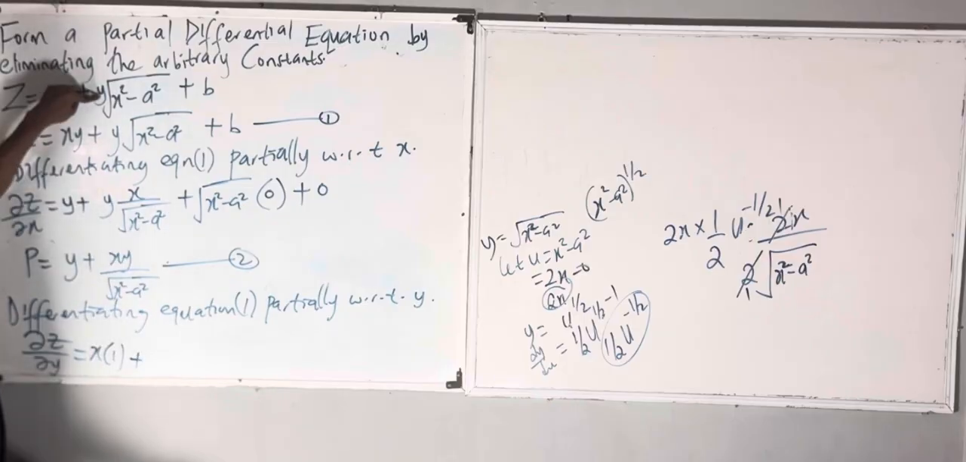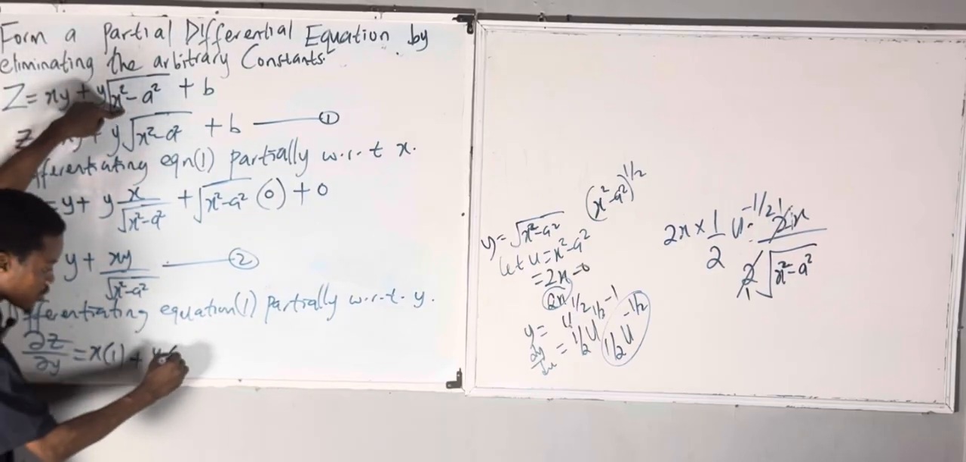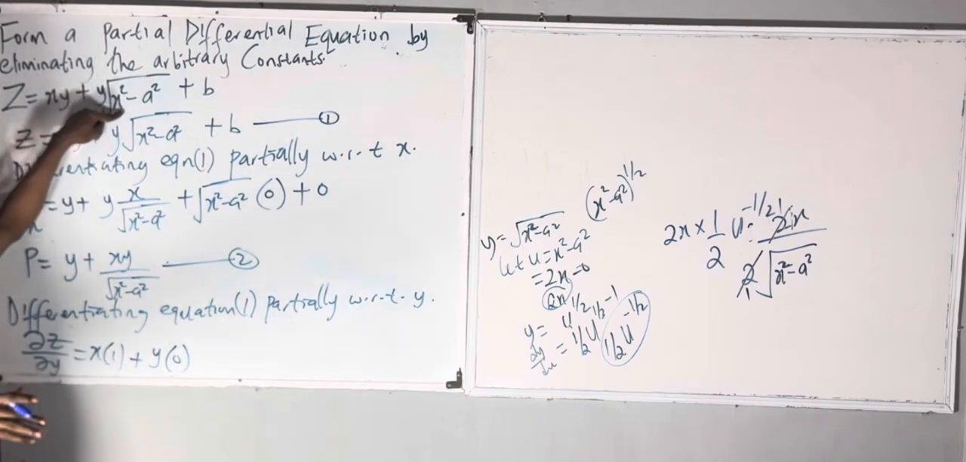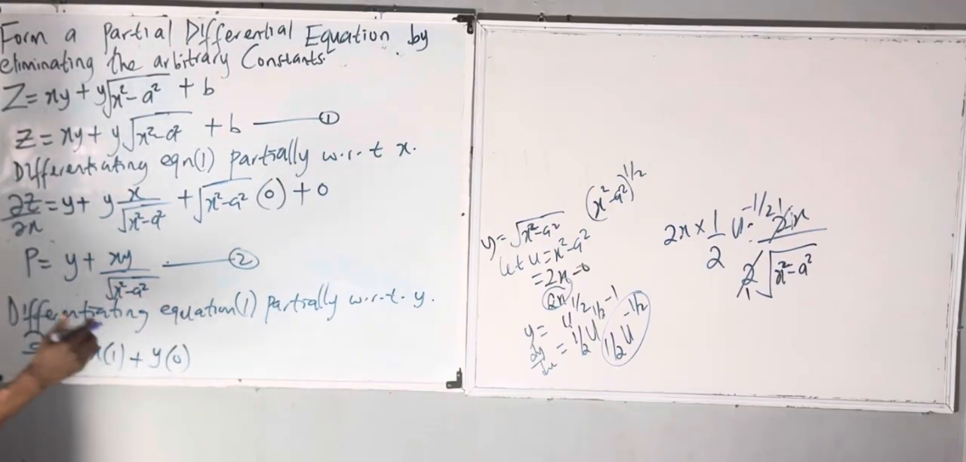Plus, I take y here. Y is a product because y times this. I take y, differentiate x squared minus a squared with respect to y, I'm going to have 0. Remember, in partial differential equation, whenever what we are differentiating is not with that respect, it's going to be an arbitrary constant. When it's going to be a constant, and we differentiate the constant, we're going to have 0.